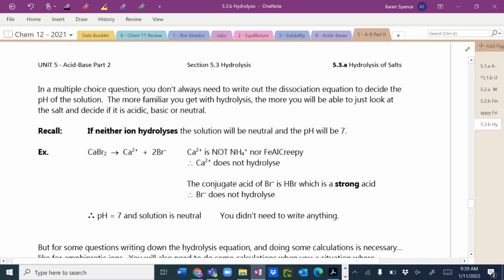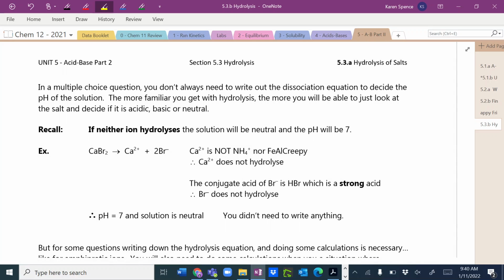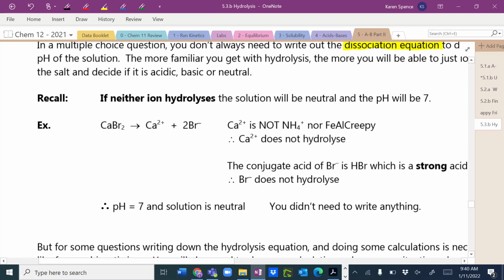In a multiple choice question also, you don't always need to write out the dissociation equation just to decide the pH. However, I'm going to recommend that for now you write the dissociation equation until you're really good at it. When you see calcium bromide and in your mind it immediately separates itself into Ca2 plus and Br minus, then you don't need to write the dissociation equation unless it's asked for.